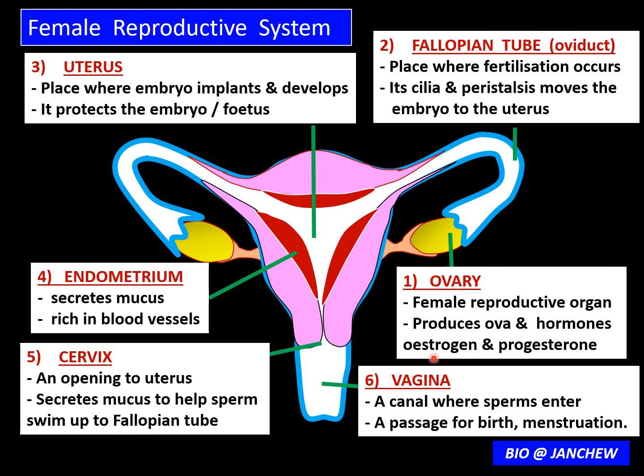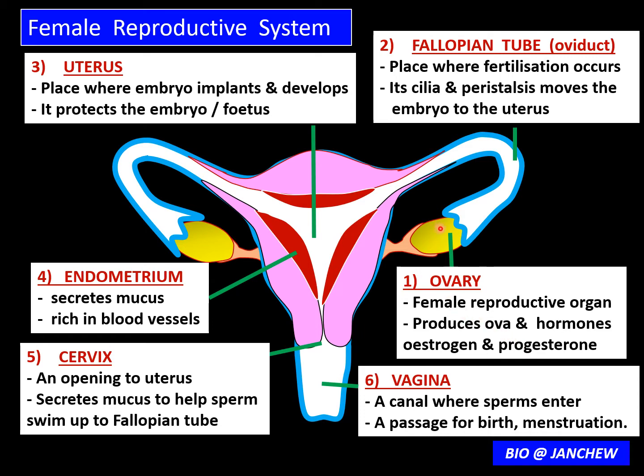Now, what's the function of estrogen? It promotes the development of female secondary sexual characteristics, such as the start of the menstrual cycle and the widening of the hips. For progesterone, together with estrogen, they are involved in the regulation of the menstrual cycle, which we'll be studying later.